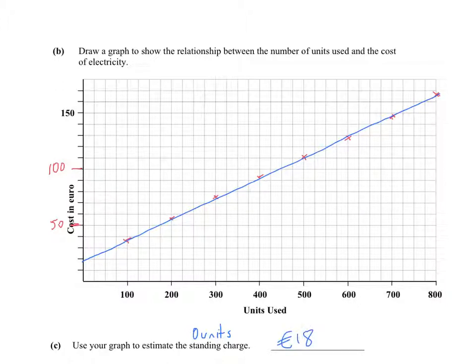Now, all I would say to you is that that's not actually the accurate answer. If you've drawn your graph accurately and drawn your line accurately, what it should actually be is 20 euros. But whatever your line actually gives you, since it asks you to use your graph, whatever your graph tells you, you should use. But ideally, you should have drawn your graph accurately.